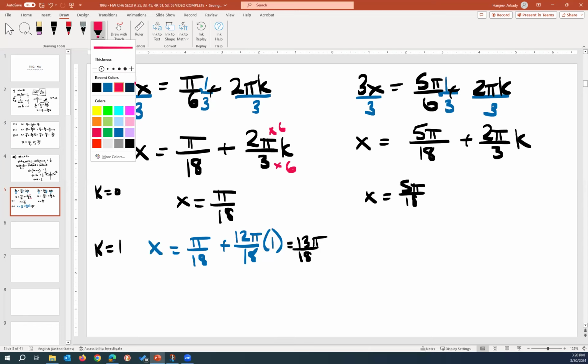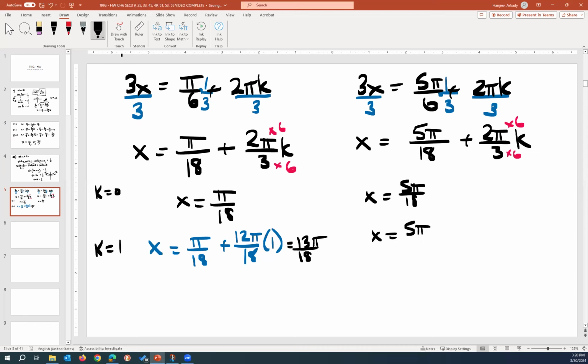Okay, same thing we're going to do here. We're going to get common denominators first before I start writing things down, or else it'll take a whole bunch longer. So I'm going to multiply this by 6, and notice, yes, these two terms are going to be exactly the same as we do this process here. So I got x is equal to 5 pi over 18 plus 12 pi over 18 times 1, which makes 17 pi over 18. Almost gets to pi over here.